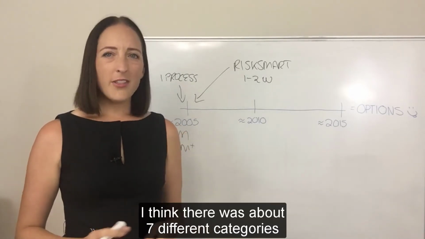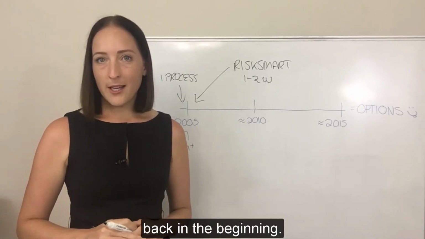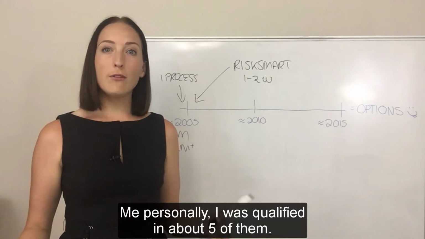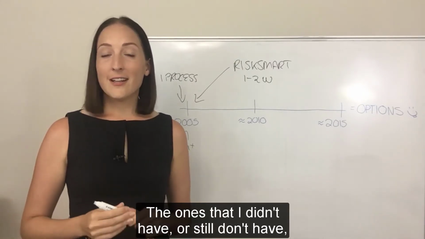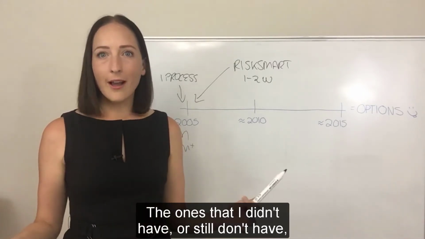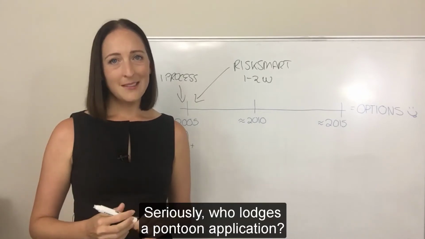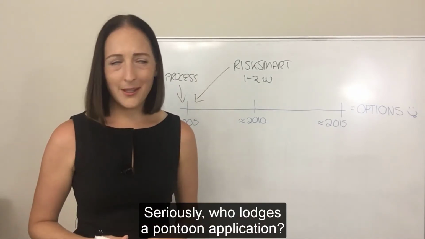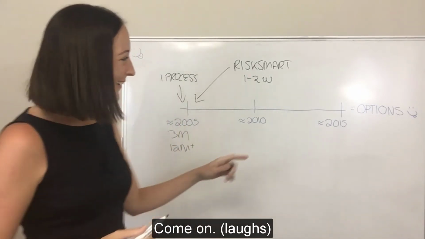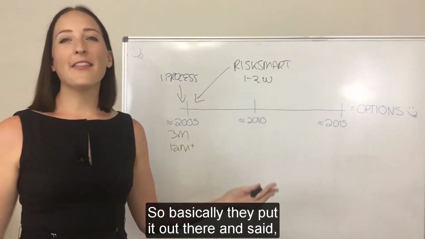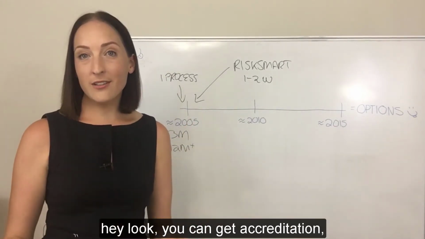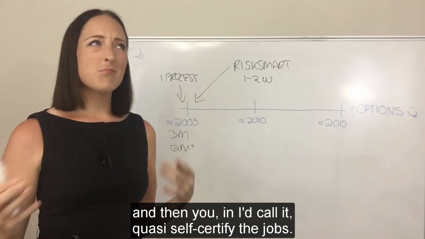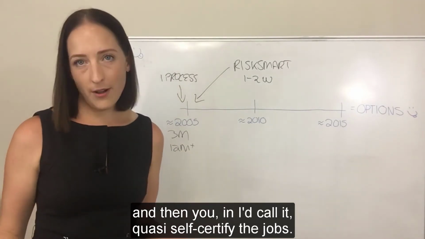Off the top of my head, I think there was about 7 different categories back in the beginning. Me personally, I was qualified in about 5 of them. The ones that I didn't have, or still don't have, are pontoons and schools. Seriously, who lodges a pontoon application? Come on. So basically, they put it out there and said, hey, look, you can get accreditation, and then you, I'd call it quasi self-certify the jobs.